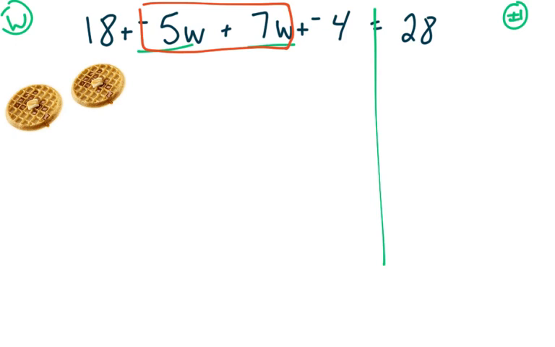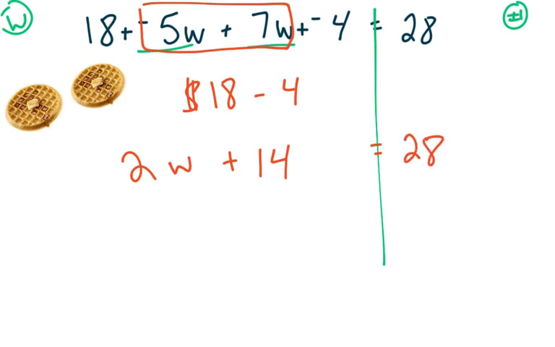Now let's look at the 18 and the negative 4. This is like saying I've got $18, and then I add a negative $4, or I take away $4. So if I have 18 minus 4, or 18 plus negative 4, that's the same thing as saying 14. So I have 2 waffles plus $14. That's all going to equal 28. So notice I didn't do anything to the 28 yet. All I did was simplify what I could on the left side of the equation first.